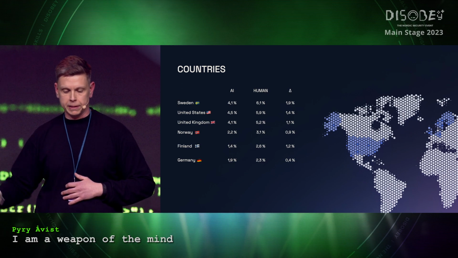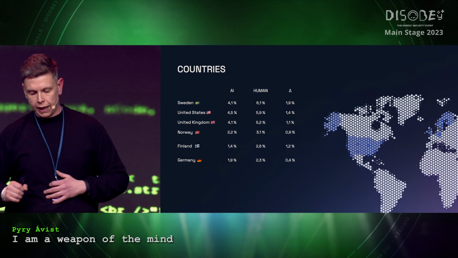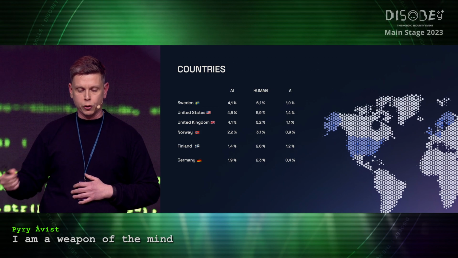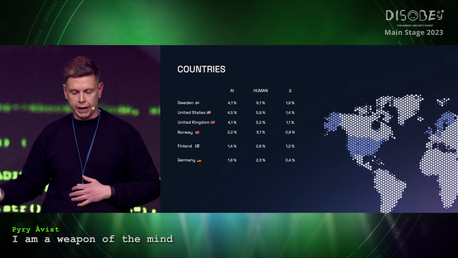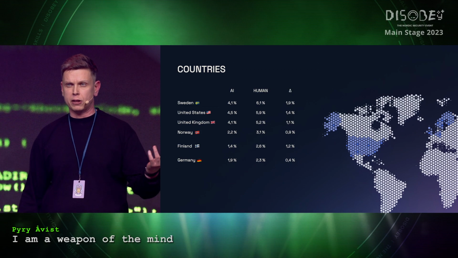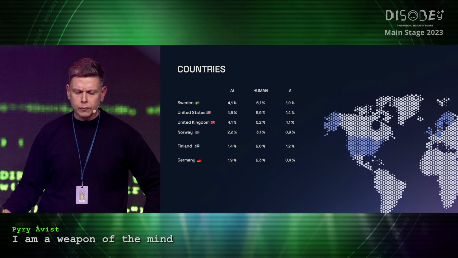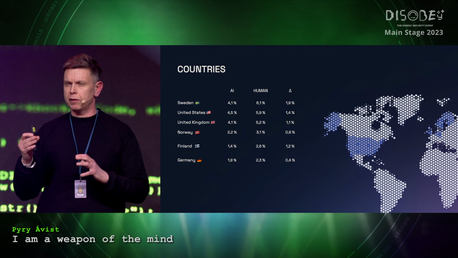Finland 2.6%, yay! And we won that match. And then followed by United States, UK, Norway, Finland, and Germany had the smallest. And Finland actually had the smallest one with the AI-based attacks. And of course, there's a couple of things you need to note.